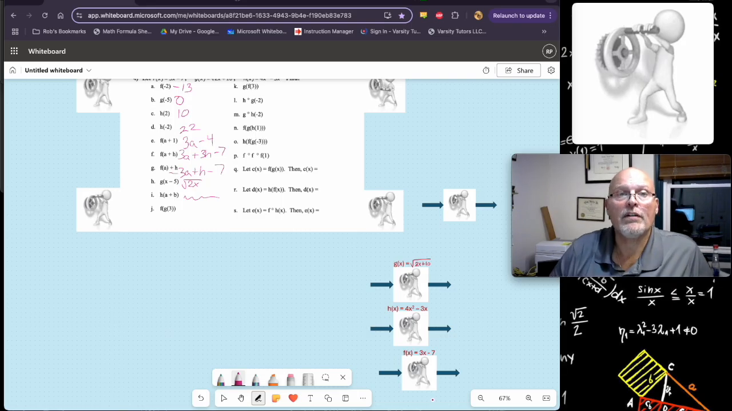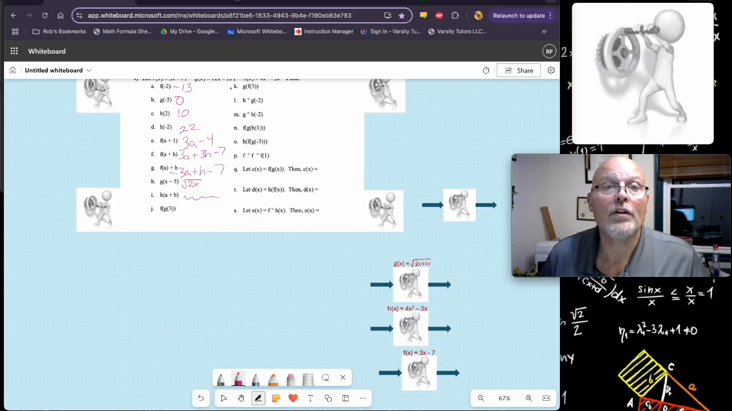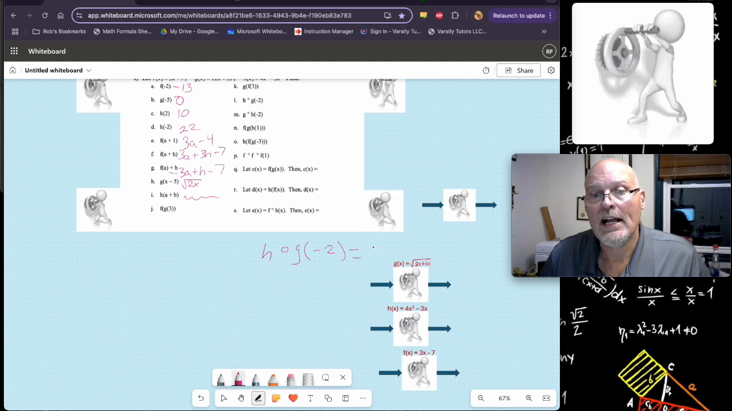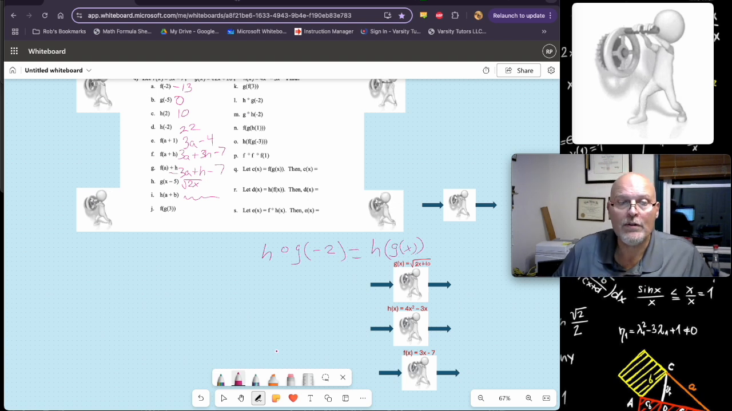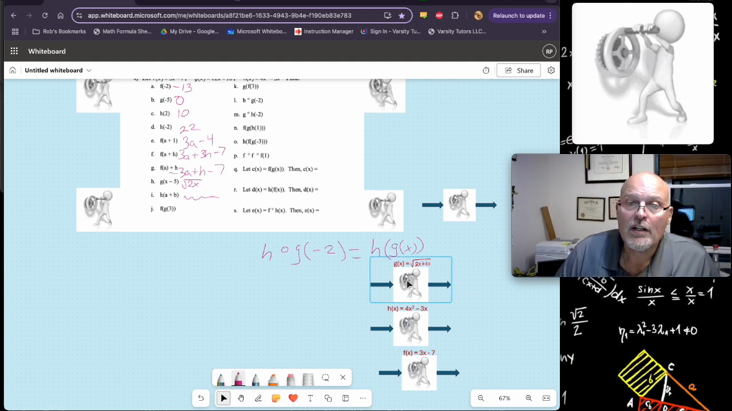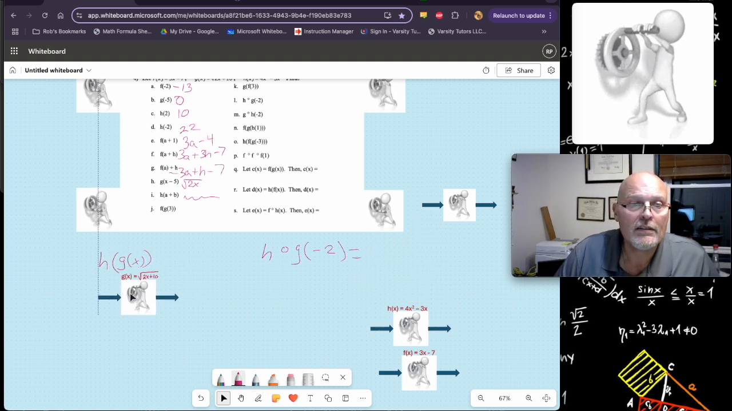Okay, so the next one requires a little bit of words. When they show this h open circle g of negative 2, that's the same as h of g of x. And which do we do first? We do the g first. And so from the inside, we're going to bring something else with us. And then that output, g output, goes into h.